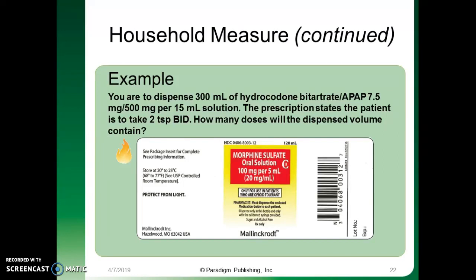So you are to dispense 300 ml of hydrocodone bitartrate and Tylenol, 7.5 milligrams per 500 milligrams per 15 ml solution. The prescription states that the patient is to take 2 teaspoons BID. How many doses will the dispensed volume contain?